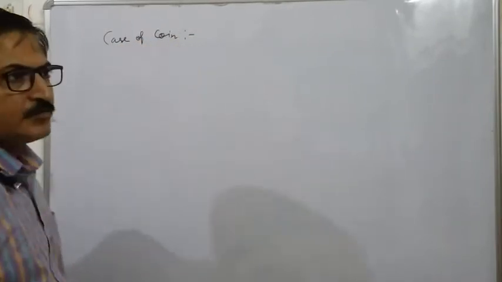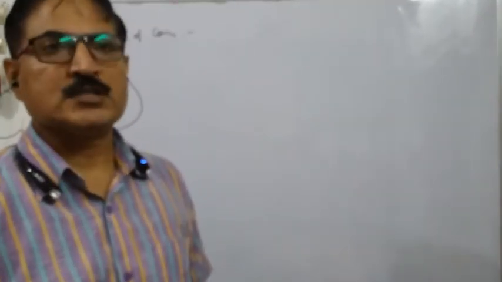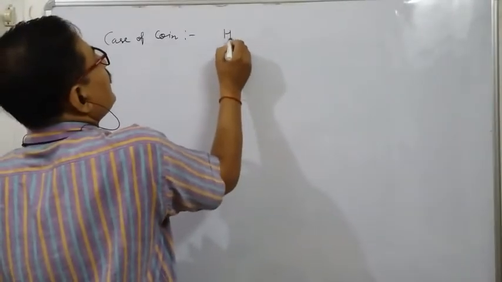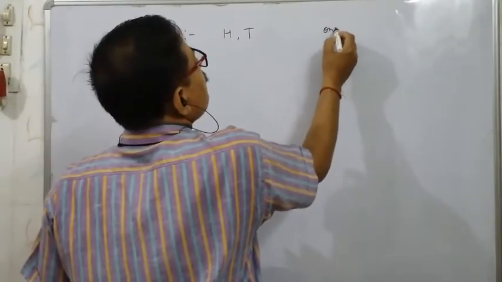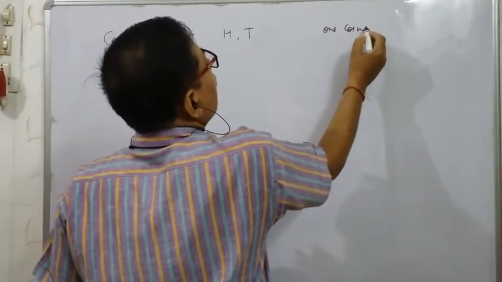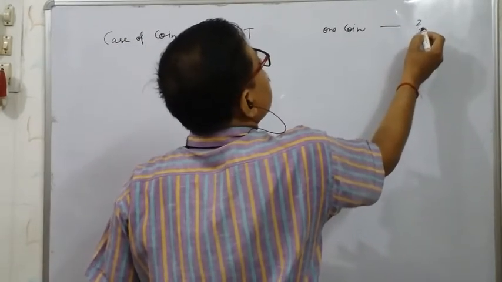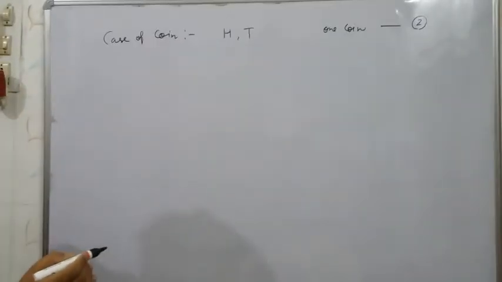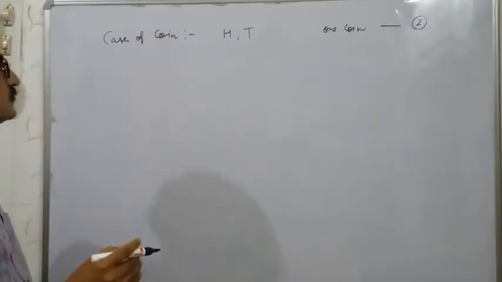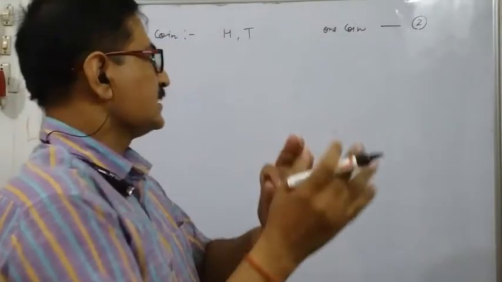You know, students, when the coin is thrown, only two possibilities are there, two outcomes coming: head or tail. When one coin has been thrown, the total number of outcomes is 2, head and tail. A coin has two sides, one side head and one side tail.